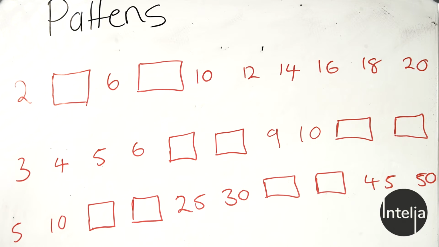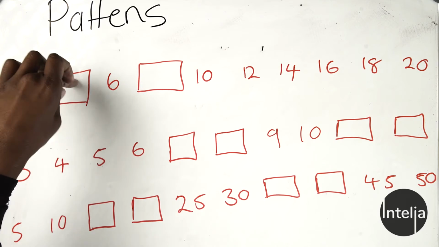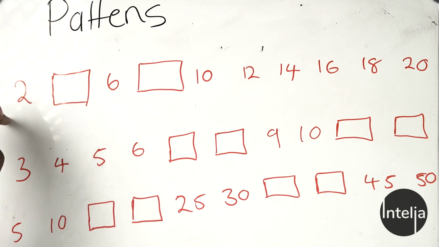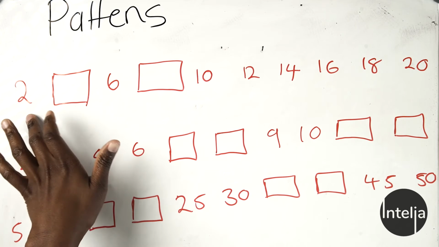Yes. So we're going to fill in the missing numbers here for our pattern. You see, like we have the 2's, here we have the 3's, and then we have the 5's. So let's start with our first example here.